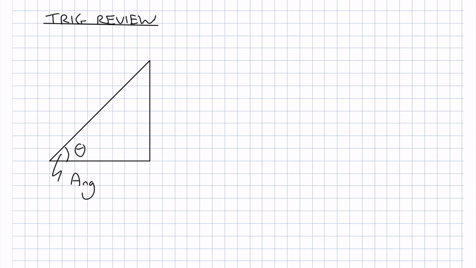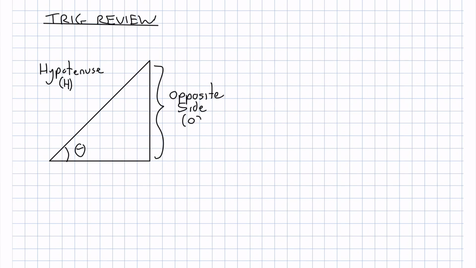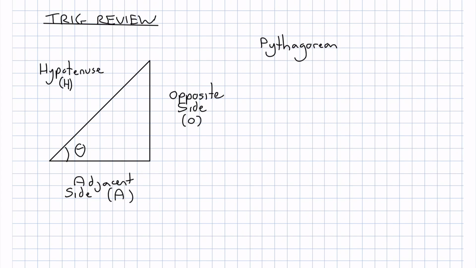Here's a right triangle with an angle theta I've defined. The long side of the triangle is called the hypotenuse, which I'll designate with a capital H. The side that's opposite to the angle is called, well, the opposite side, and I'll use a capital O for that. And last but not least, the side adjacent to the angle, which we call the adjacent side, which we'll use capital A.